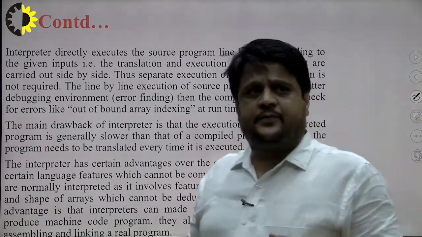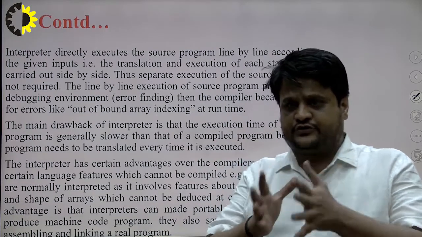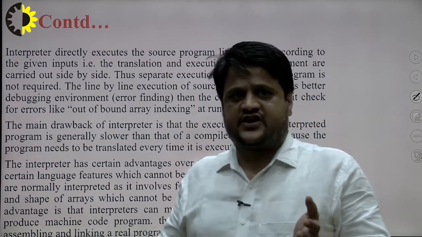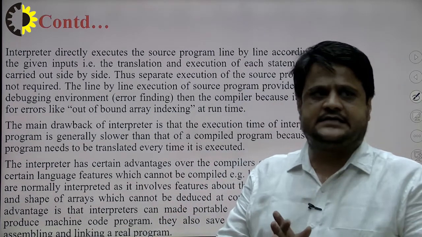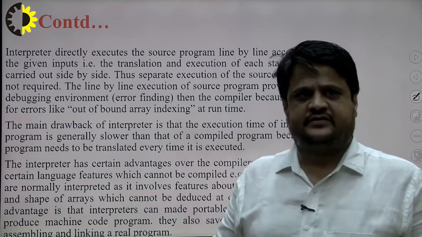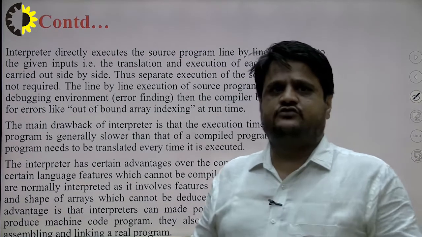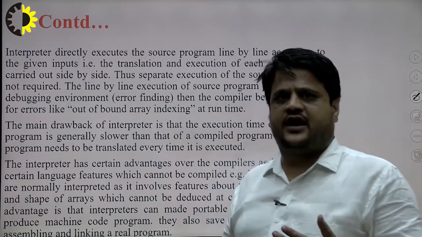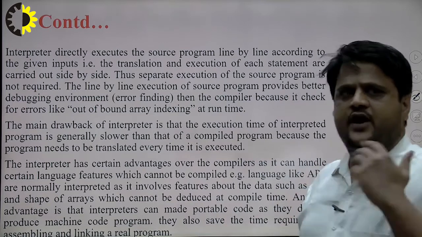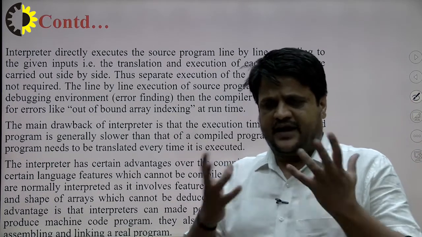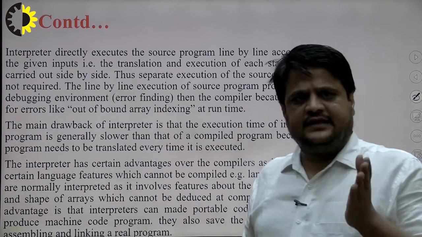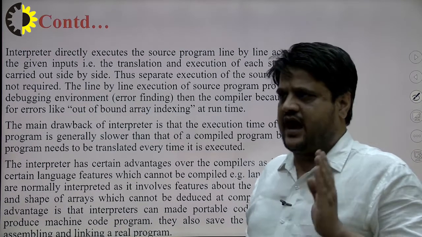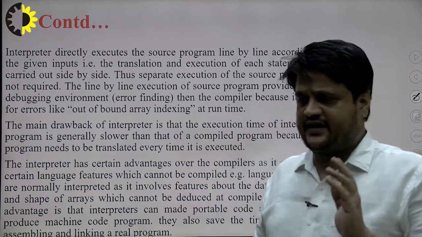Basically, an interpreter directly executes the source program line by line according to the given inputs. That is, translation and execution of each statement are carried out side by side. Thus, separate execution of the source program is not required. The line by line execution of the source program provides a better debugging environment than the compiler, right? Debugging means error finding capability, because it checks errors like out of bound array indexing at runtime, right?